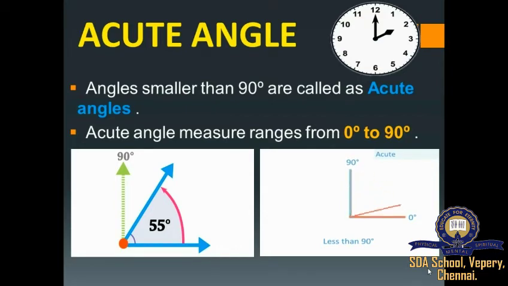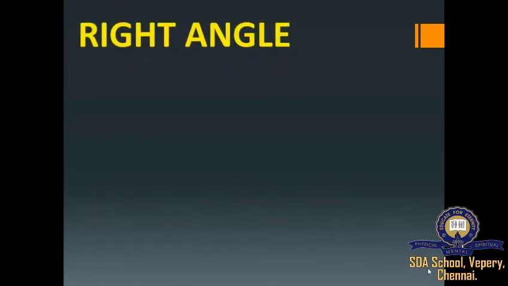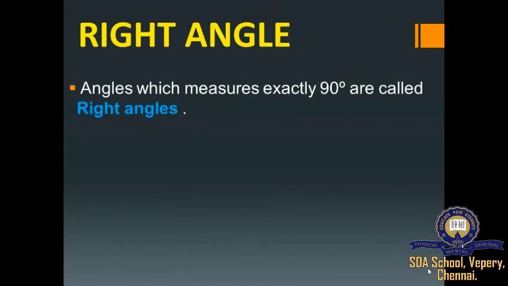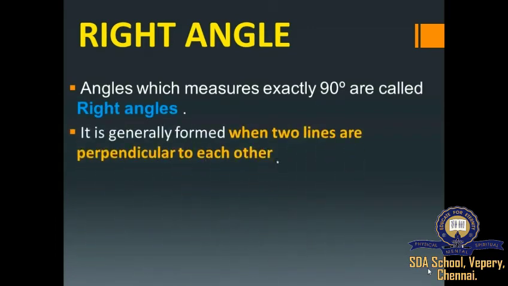Thus, an angle measuring less than 90 degrees is called an acute angle. Okay, so next we'll move on to the right angle. Angles which measure exactly 90 degrees are called right angles. It is generally formed when two lines are perpendicular to each other.